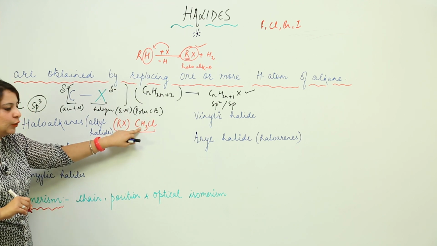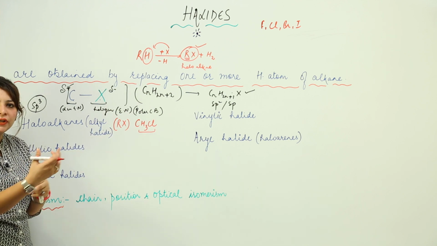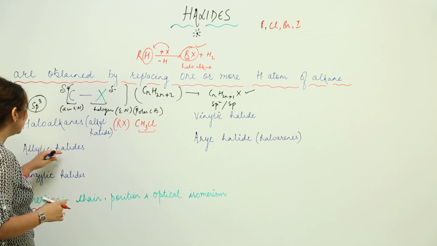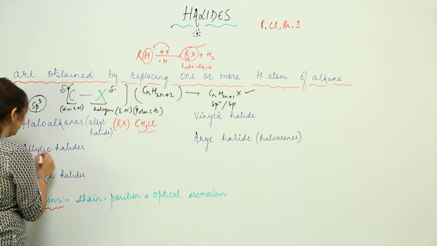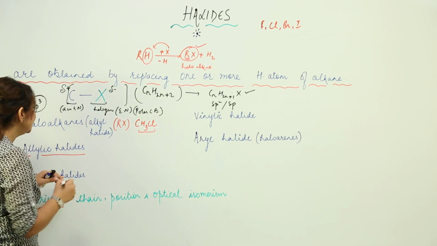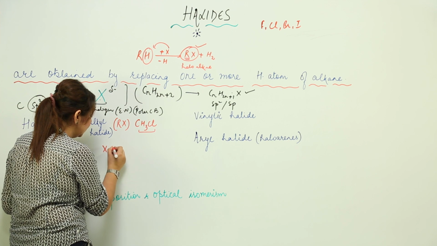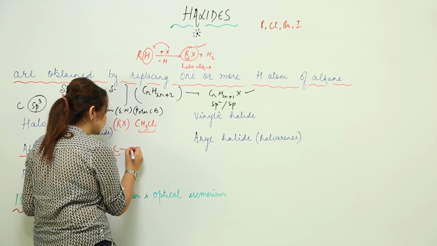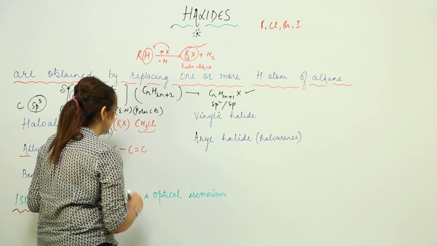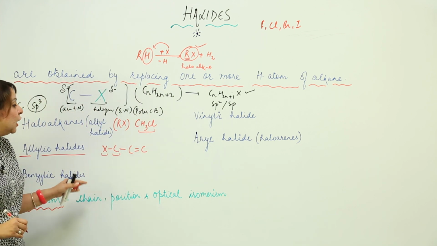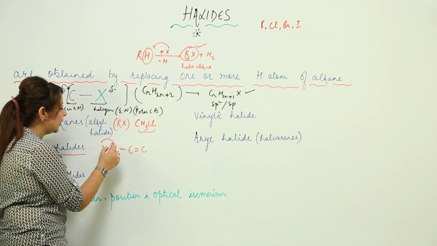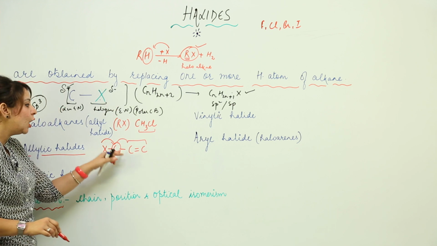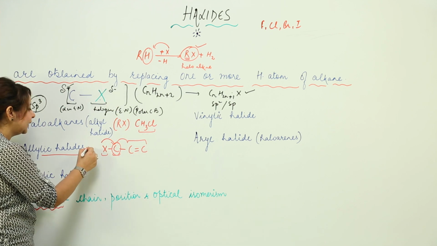So in a haloalkane the halogen has replaced one or more hydrogens and is attached directly to a carbon atom. Now allylic halides. Allylic halides are those in which the halogen is attached to a carbon, and this carbon is further attached to an unsaturated system. So whenever a halogen is attached to a carbon and this carbon is attached to some unsaturated system, we call this kind of halide an allylic halide.